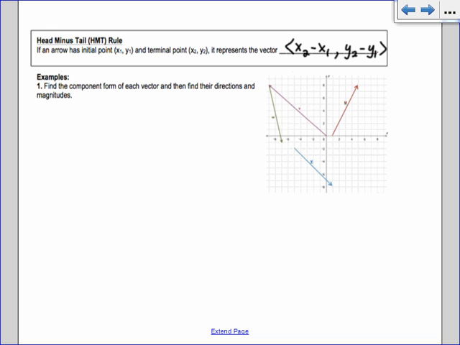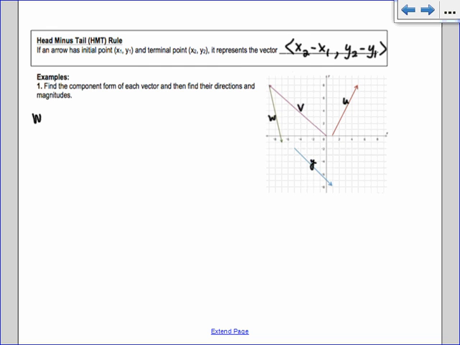Okay, so on the next little bit, it's a little bit hard to see these. Let's make this one y, w, v, and u. Okay, so a little bit hard to see them, and I think I made a typo. So y. Okay, and it says find the component form of each vector and then find their directions and magnitudes. So I'm not going to do the directions and magnitudes for all of them, but I'll do it for one of them. So I'll do w first.